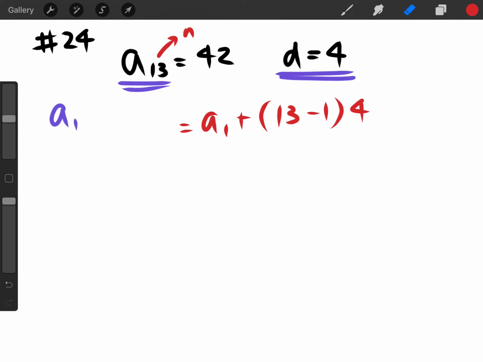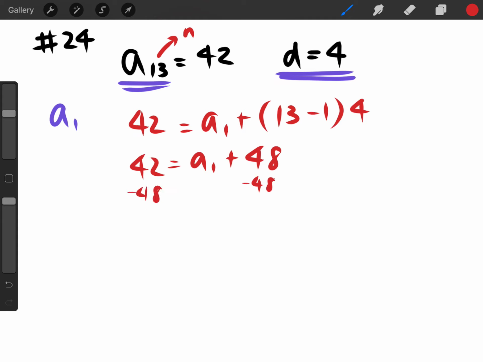So I'm going to write 42, and we know that 13 minus 1 is 12. So 12 times 4, let's write that out. 12 times 4 is 48. Now you can just go ahead and subtract 48 on both sides. You know that your a sub 1 is equal to negative 6.